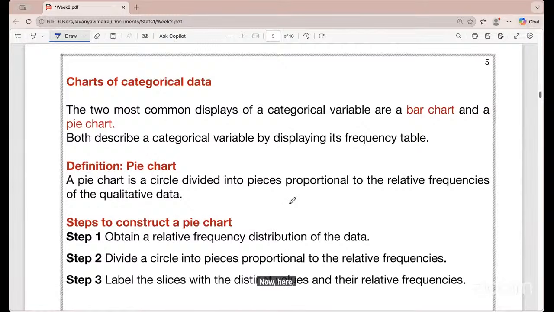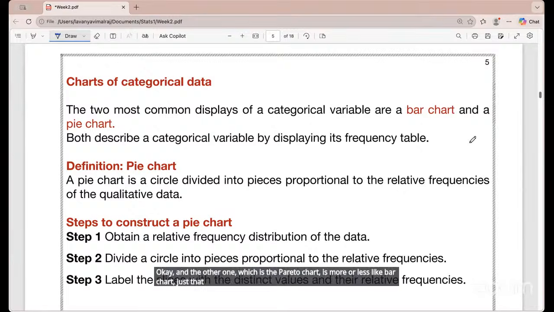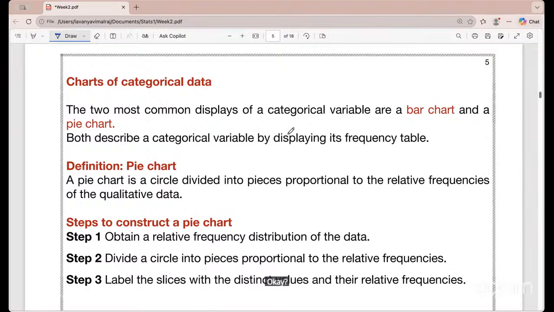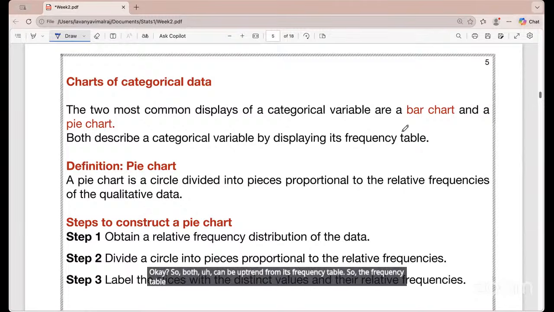Now here we are looking at how to represent categorical data in charts. For categorical data, what are the most common types of charts used for visualizing a categorical variable? Bar chart and pie chart. Okay. And the other one, the Pareto chart, is more or less like a bar chart, just aligned in a different way. So basically bar chart and pie chart. Both can be obtained from the frequency table, so the frequency table is always the first step.